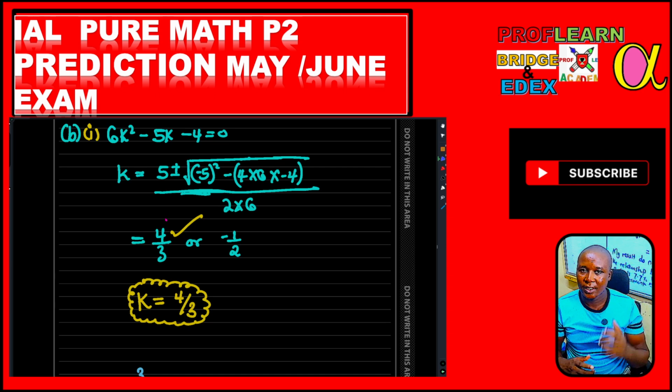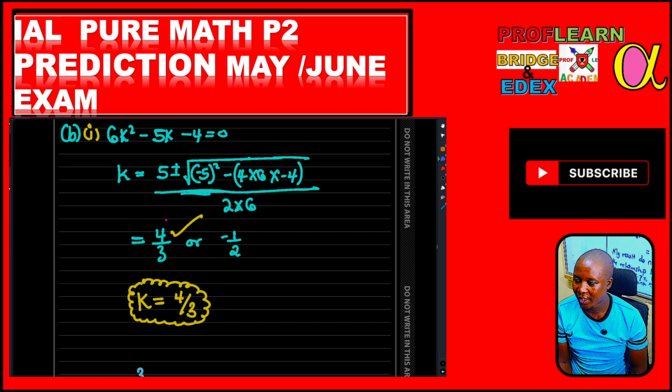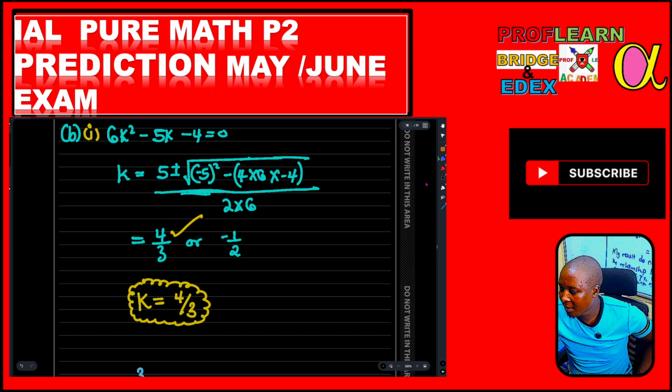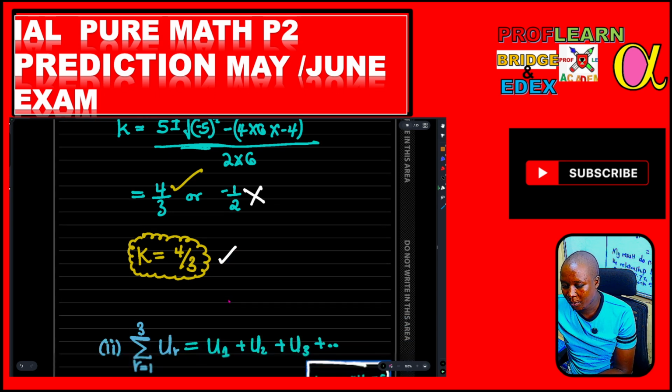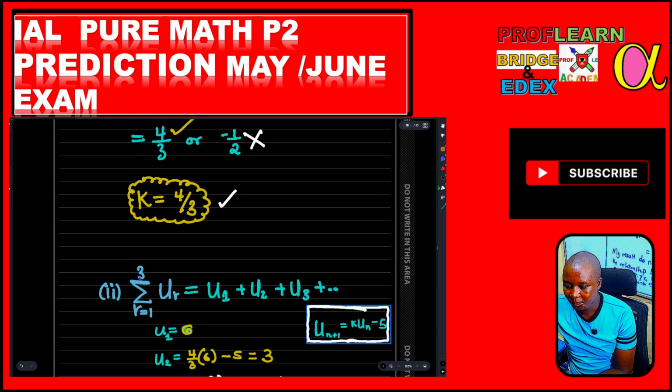But that's why the instructions and the conditions given in P2 come very handy and important. So ensure you read correctly, because -1/2 cannot be a solution, since k is a positive constant, we were told. So we are going to go for 4/3.